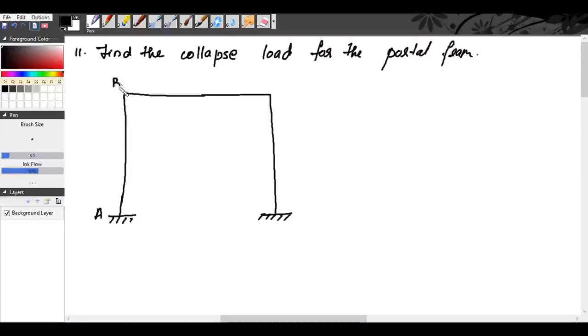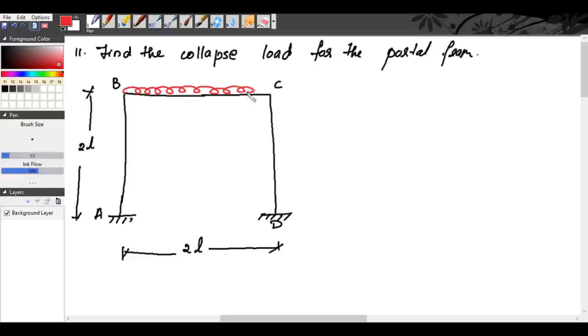You can take this as A, B, C and D. So the lengths are given as: the beam is of length 2L, the columns are also of length 2L. AB is 2L and CD is also 2L. Now there is a UDL, a uniformly distributed load of 5F. See, this is the total load. 5F is the total load. And there is a concentrated load of F acting at the joint B. That means your frame will sway towards the right.